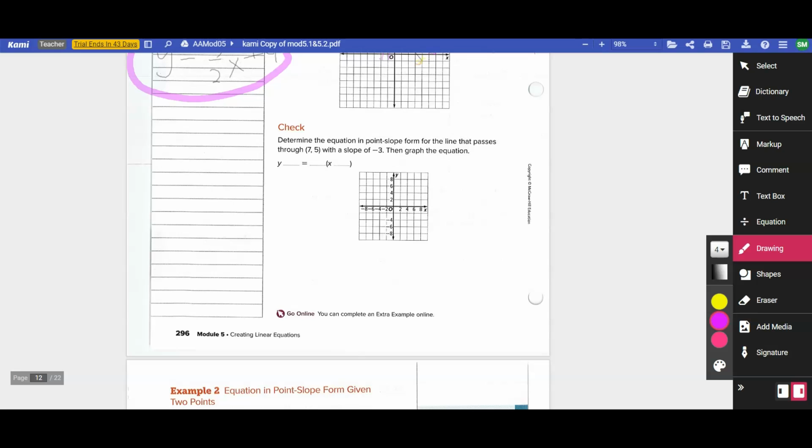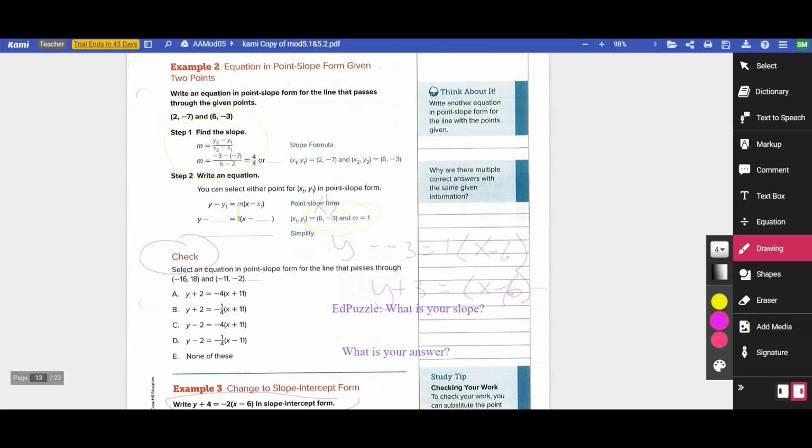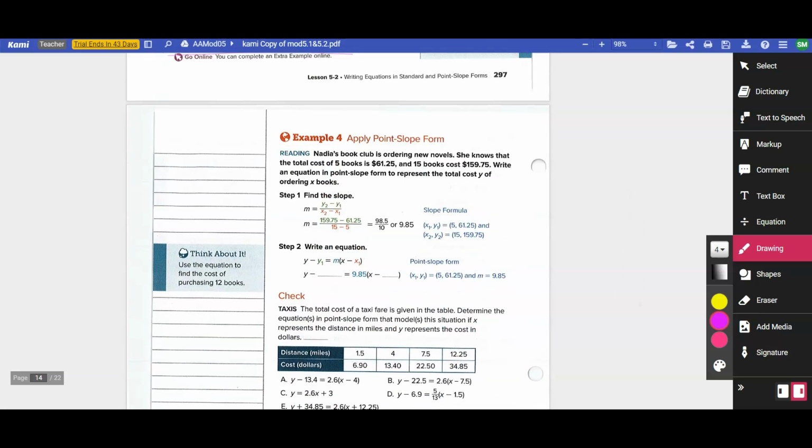Actually, it's y minus a negative 5 equals a negative 3 times the quantity x minus 7. So y minus 5 equals a negative 3 times the quantity x minus 7. Okay. Now we're going to apply.